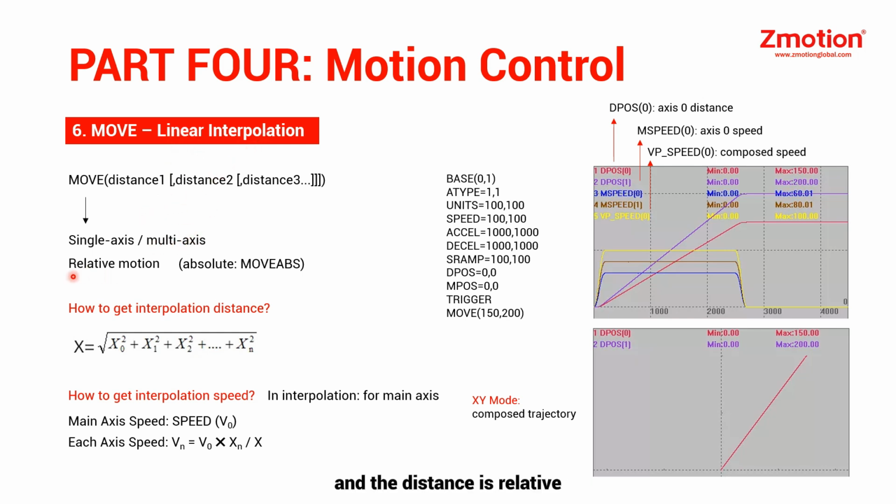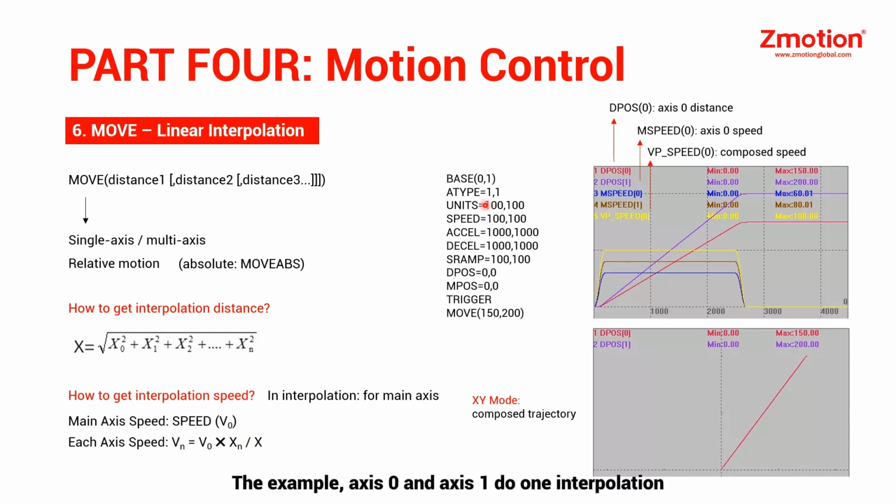Move, single axis linear motion or multi-axis linear interpolation. And the distance is relative. If we need absolute distance, please use move ABS. In interpolation, only the main axis speed is valid. Here shows how to calculate distance and speed. Distance is the composed distance of each axis distance. Speed is the speed of the main axis. Each axis speed is obtained through this.